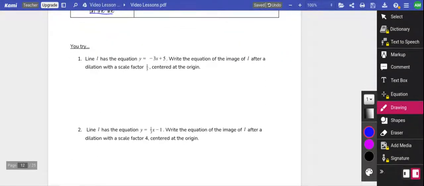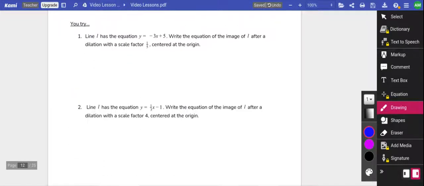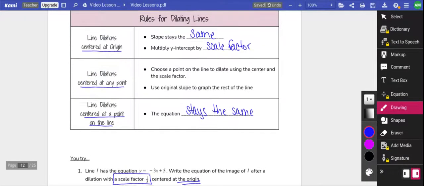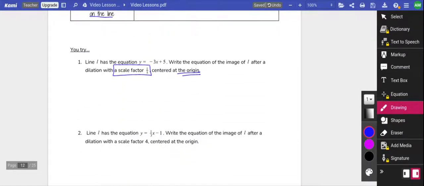Now let's look at some examples and see how we can use our rules instead of necessarily a graph to help us. So first, line L has the equation y equals negative 3x plus 5. And we're going to graph the image after a dilation of a scale factor of 1/5 centered at the origin. So again, looking up here, we're going to have the same slope, but we're going to multiply our y-intercept by our scale factor.